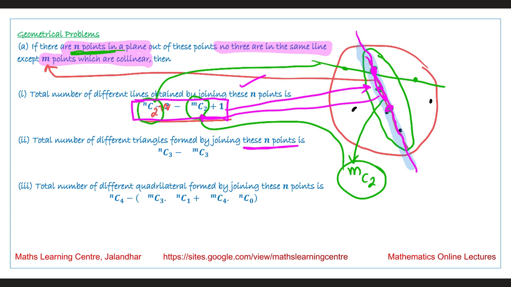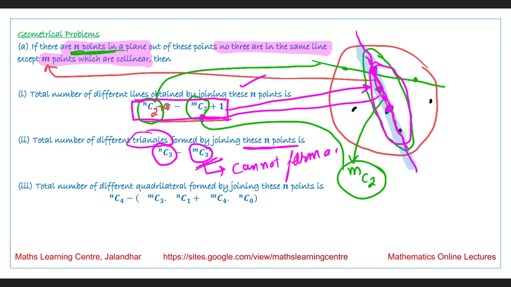Next is the total number of different triangles formed by joining these n points. To form a triangle, we have to choose 3 points. So there are nC3 ways, and these m points are collinear. So out of these m points, how many ways can 3 points be chosen? It is mC3. These 3 points that we are choosing out of these m points cannot form a triangle because they are collinear. That is why we are subtracting this value over here.